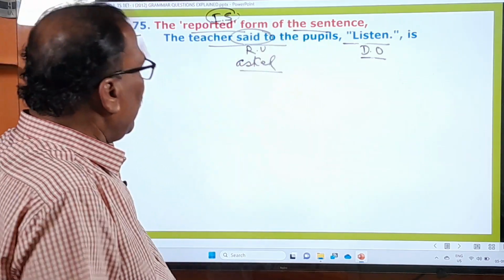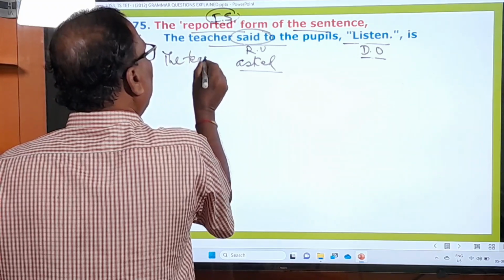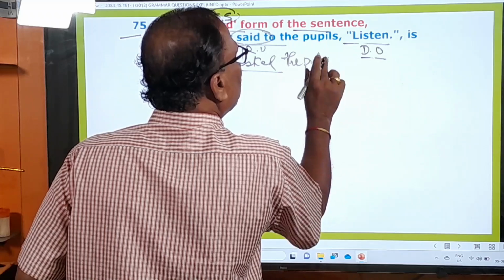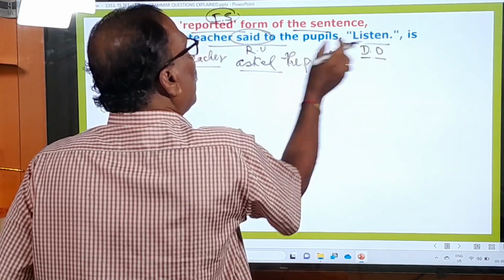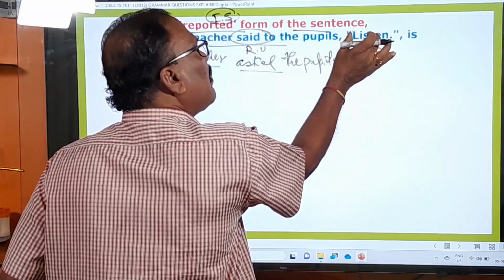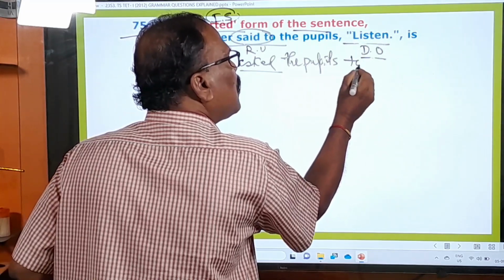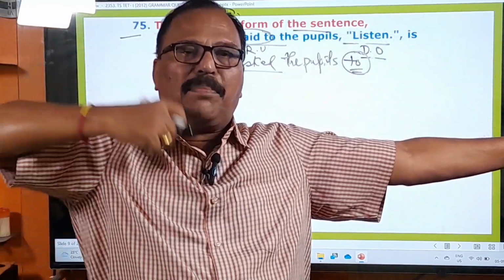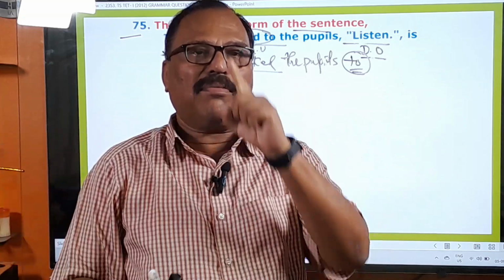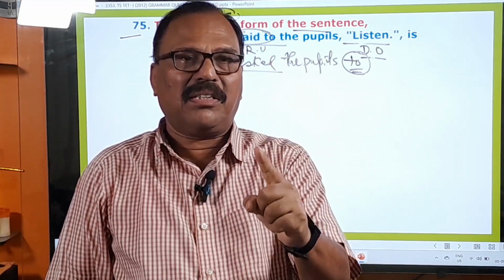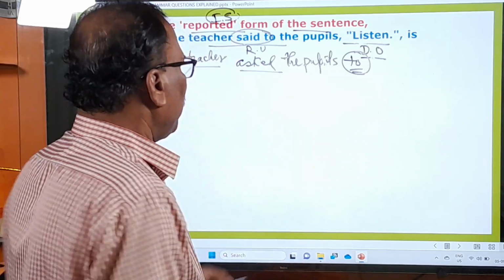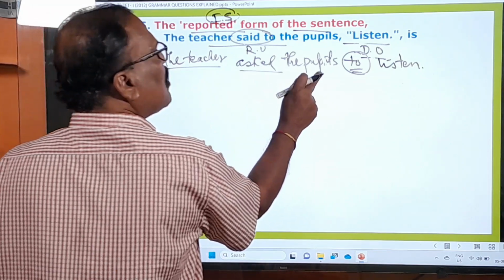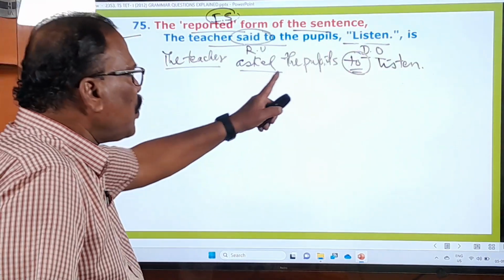Okay, right. So what should be the right one here? Let me give you the correct answer. The teacher asked the pupils. To connect this reporting verb and direct speech, we have to use only "to", because when you join the reporting verb with an imperative sentence, we have to use "to" as a connecting word. Remember that. After that, "listen". The teacher asked the pupils to listen. That should be the answer.